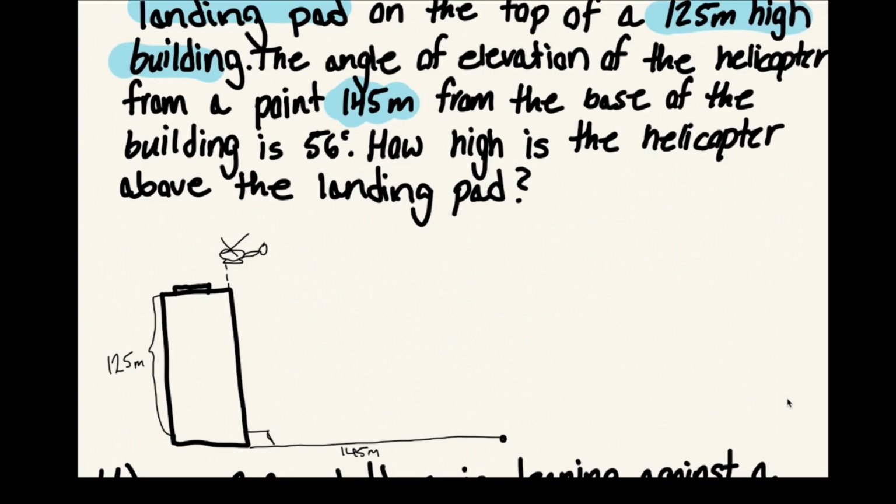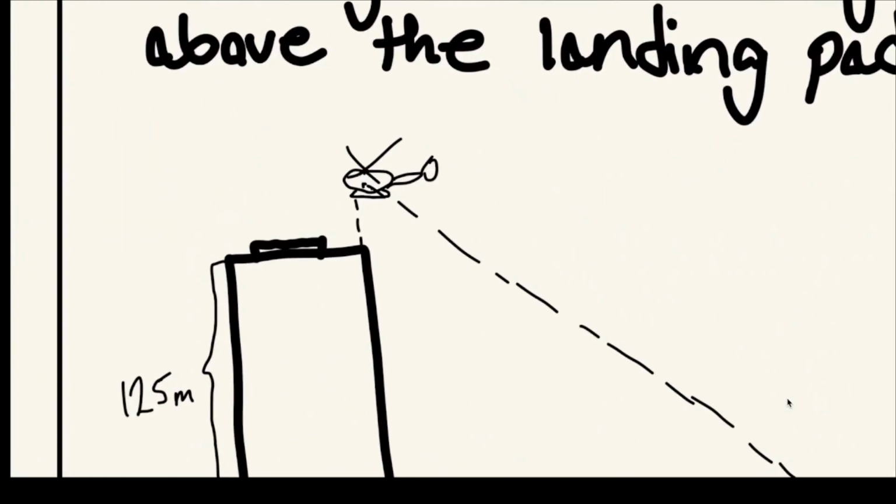And from that point, there's an angle of elevation to the helicopter. So let's quickly draw that. Just like that. And so the angle of elevation is right here, 56 degrees. And now they ask, how high is the helicopter above the landing pad? So let's zoom in a bit. They want us to find how high the helicopter is from the landing pad.